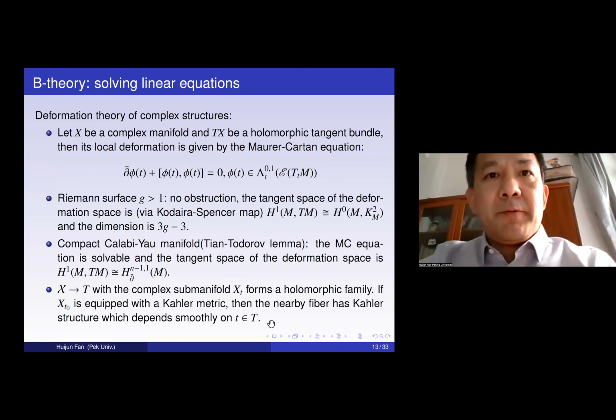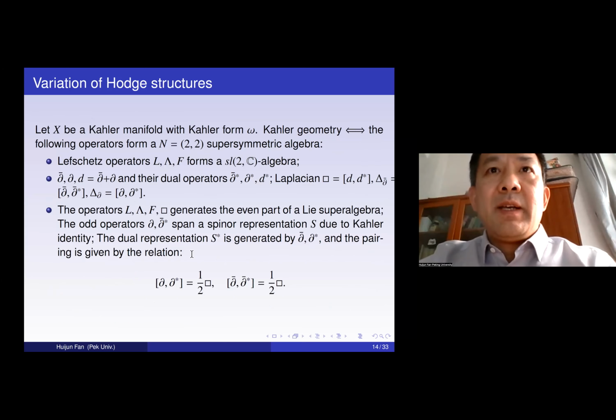Furthermore, if one fiber is equipped with a Kähler metric, then by one of Kodaira's theorems, the nearby fiber also has a Kähler structure, which depends smoothly on the deformation parameter. And then we consider the variation of Hodge structures on the deformation space. So firstly, we consider one Kähler manifold. Let X be a Kähler manifold with Kähler form omega. And then we study the Kähler geometry of X.